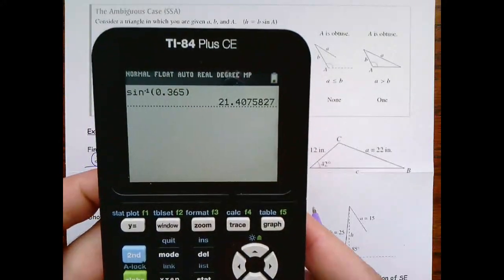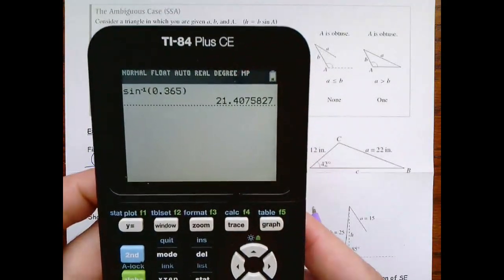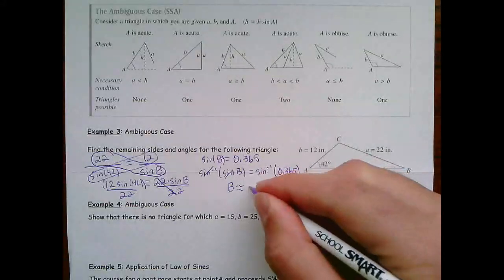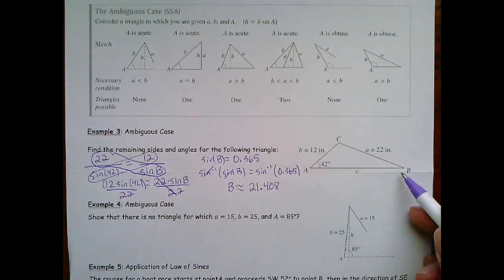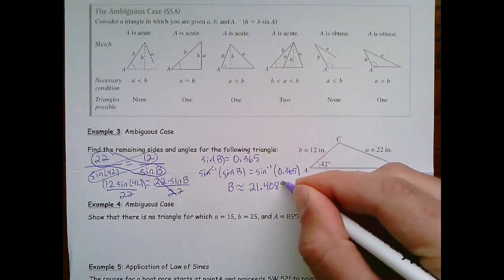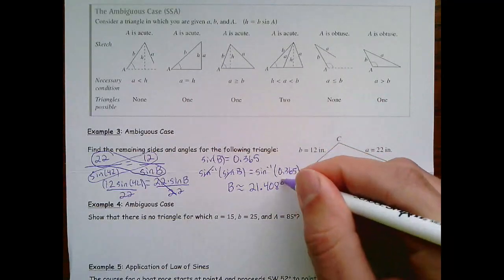If you do this, you get 21.408. And then this is an angle. So that means that this is going to be in degrees. So we have angle B.